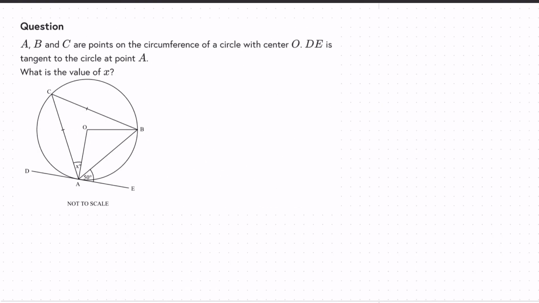This question here is a little bit more complicated in that we're going to have to use more information and more steps to get to the answer. So A, B, and C are points on the circumference of the circle with center O. DE is tangent to the circle at point A. Okay, well, what does that mean? Well, we can use this to tell us that this line here, OA, is the radius.